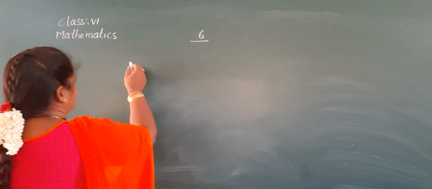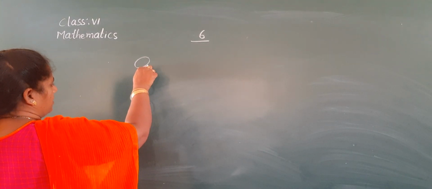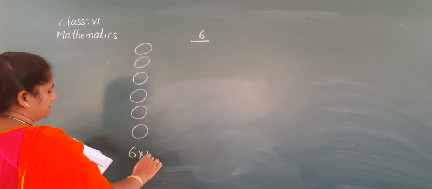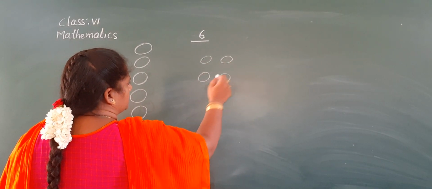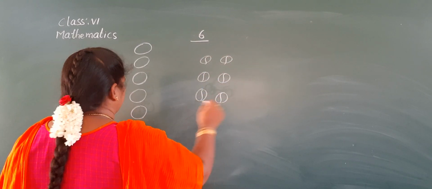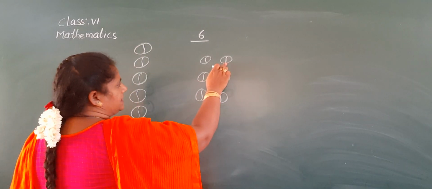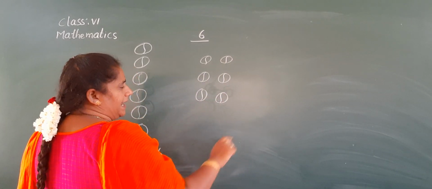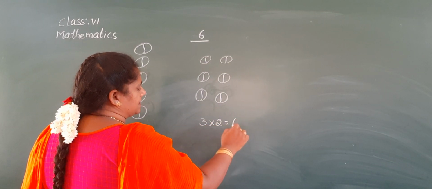So here they are arranging the balls like this. First, in each row they keep one ball, then 6 rows. So here we will write 6 ones are 6. Now I will arrange the 6 balls in 3 rows. How can I arrange the 6 balls? I keep 2 balls in each row. So 3 rows, 2 balls. So we can write 3 2s are 6.